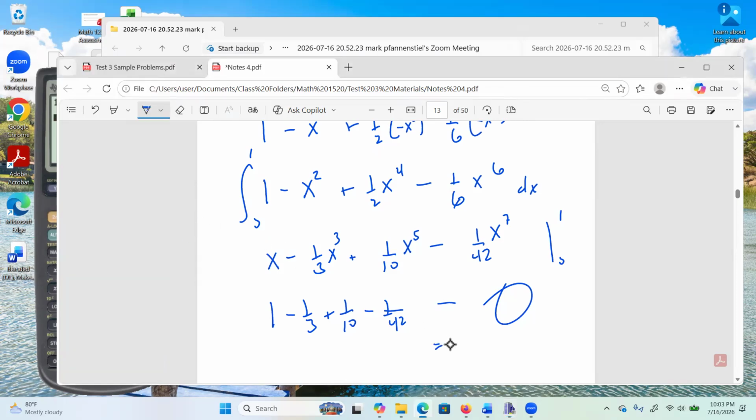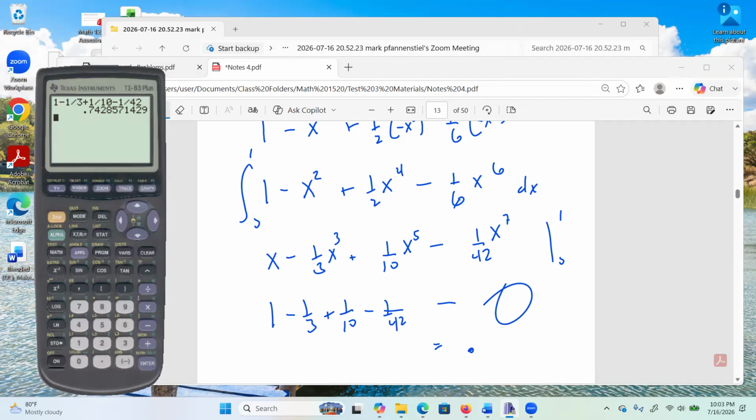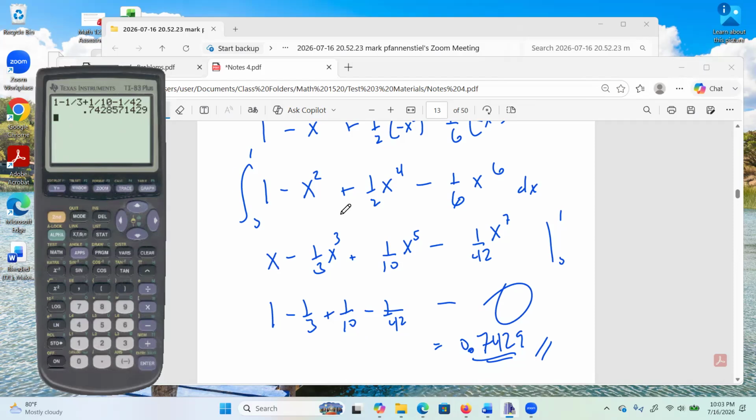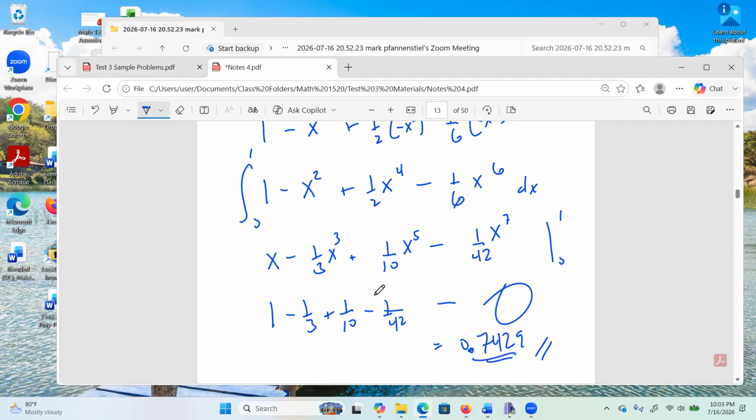This is another nice problem to deal with. So point, and then what do we have here? We had point 7429, if the problem says go to 4 decimal places, and it probably will. Maybe 6 decimal places, so we can go ahead and read off 6 numbers for that, but probably 4 decimal places for this one. So that's how you do a problem like this.